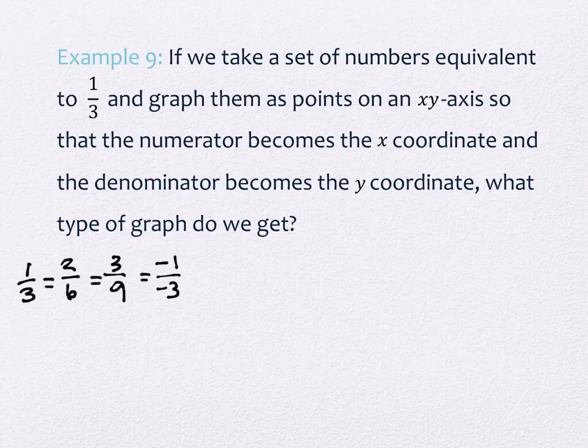Okay, so we take some numbers that are equivalent to 1/3. The next thing it says is that we take each of those fractions and make them an xy ordered pair. So the numerator 1 becomes the x coordinate 1, the denominator becomes 3. This becomes 2, 6. 3, 9, and -1, -3. Okay, does that part of the directions make sense now? Right? Numerator is x, denominator is y, it's a point. I have a grid set up over here, so I'm going to use my grid. Feel free to draw a graph for yourself. We're going to graph these ordered pairs.